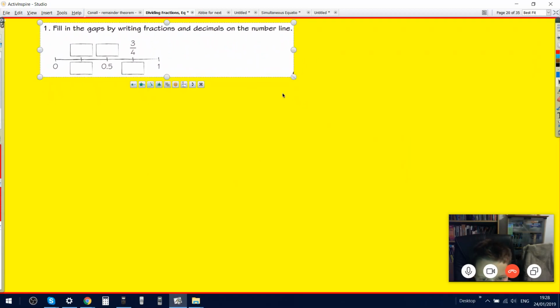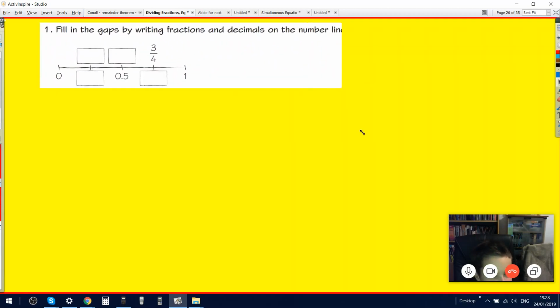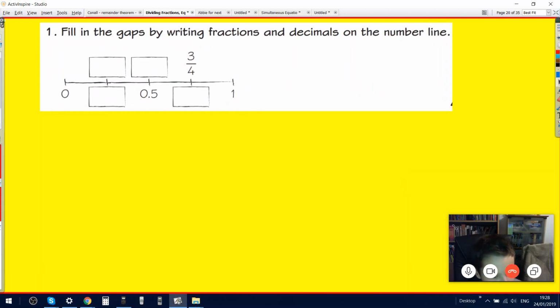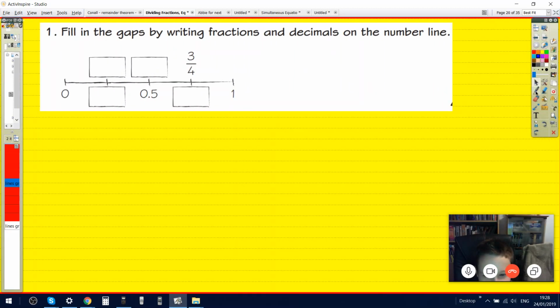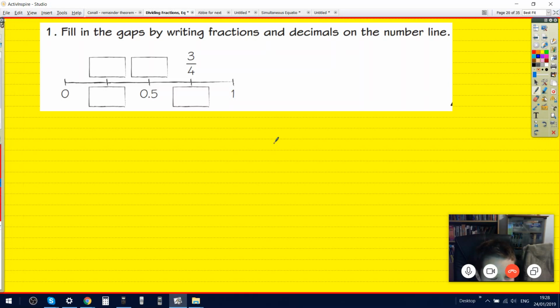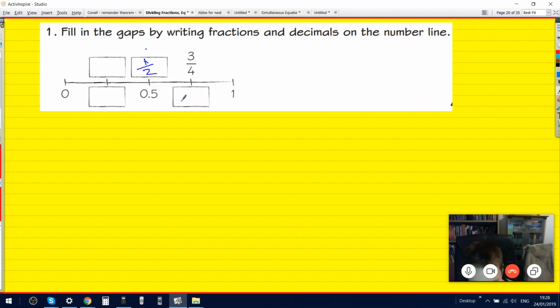Okay. So you have to fill in the gaps. What do you think goes in the gaps? Well, I think I already know what two of them are. Because 0.5 is the same as 1/2. Okay. And 3/4 is the same as 0.75.